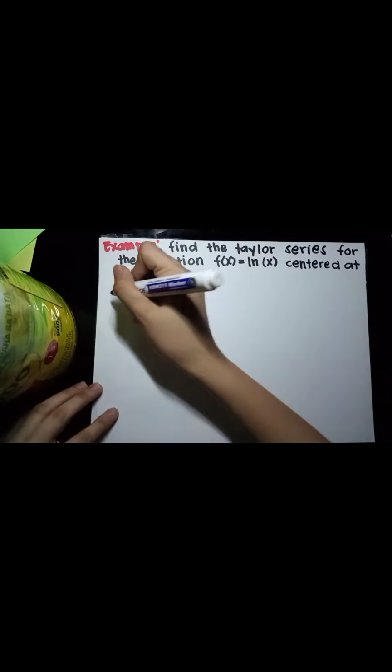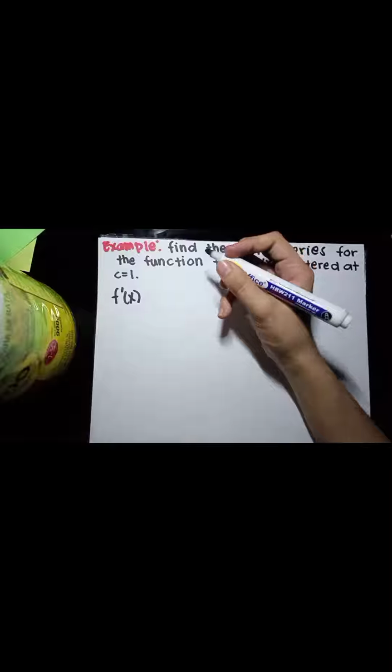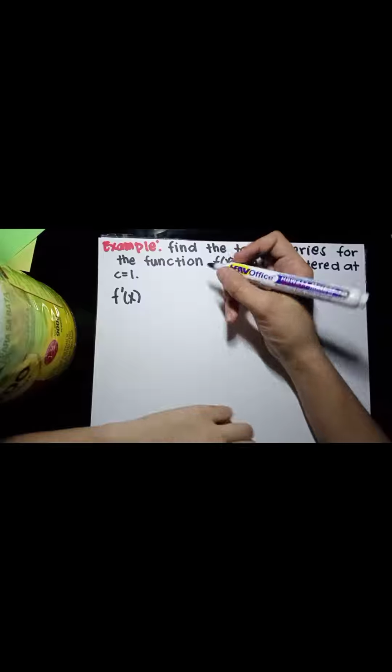So let's have an example. Find the Taylor series for the function f of x is equal to ln x centered at c equals 1. What we need to do is basically write out the first four derivatives. So f prime of x: the derivative of ln x is 1 over x.